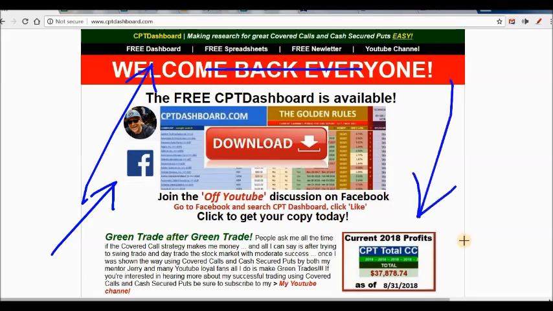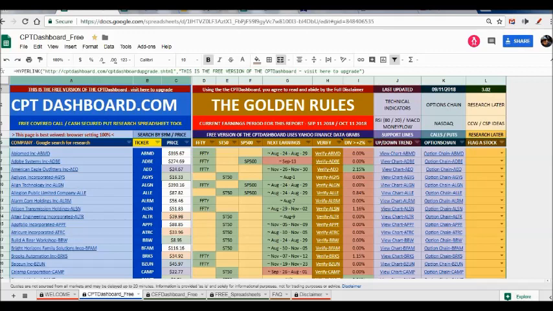Now look, before we get going, I want to show you something in the CTP Dashboard. The CTP Dashboard is free. It's a great research tool that I created. I offered it up to you for free. We loaded it up with about 100 of the best trading stocks right now. And what I do is I sort the data so we can keep all those numbers in front of us so we can search for those great covered call candidates.